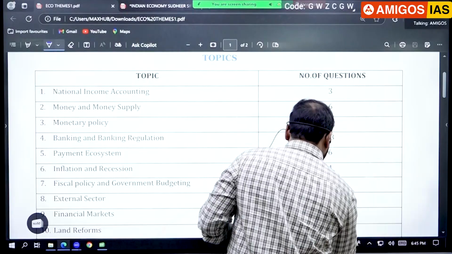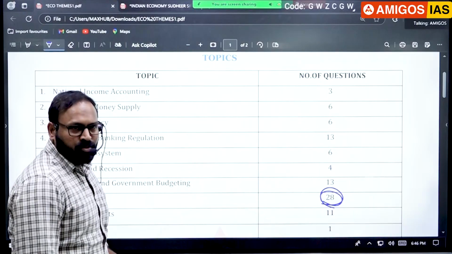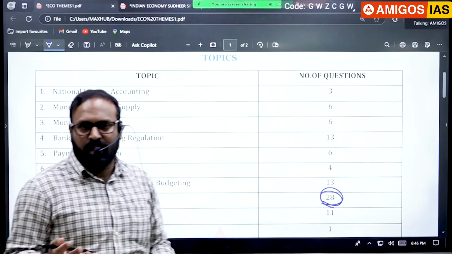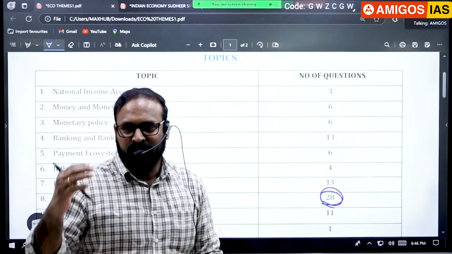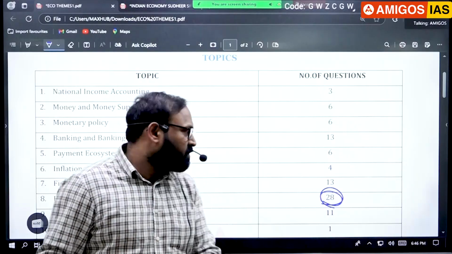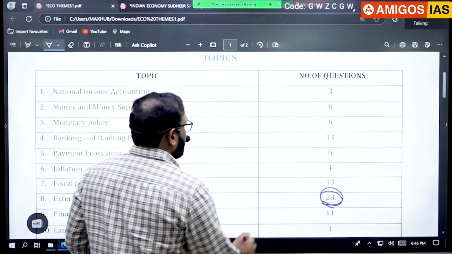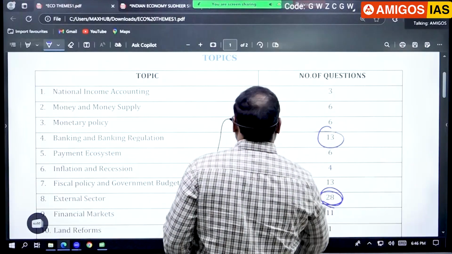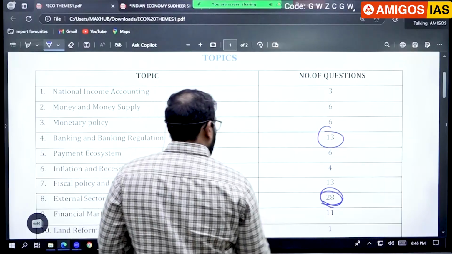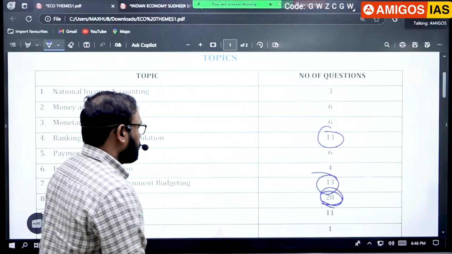One particular topic, external sector, and mostly you do have confusion regarding rupee appreciation, depreciation, import, export, current account, capital account, etc. So this is one high priority area. Then money and banking, and then government budgeting and fiscal policy.